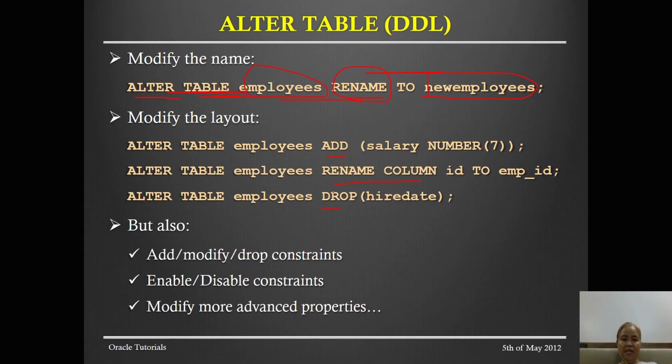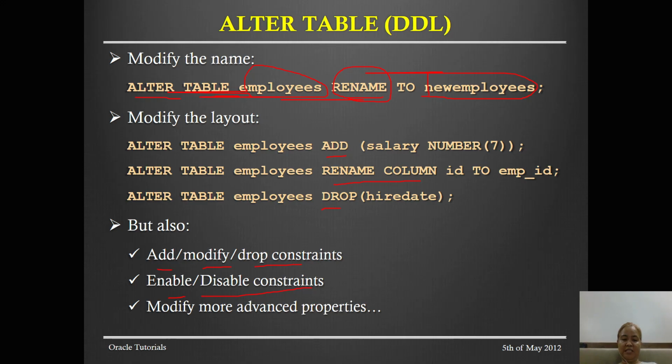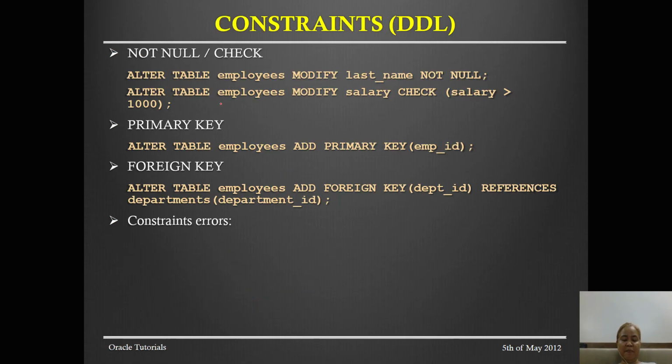But also, the alter table can add, modify, or drop the constraints, the enable and disable constraints. Ano-ano ba yung mga constraints na sinasabi natin? So, mamaya, ipapakita natin ano-ano yung mga constraints na pwede nating magamit. The not null command. Ano ba yung function nito, para saan ito? So, later, meron din tayo nito.